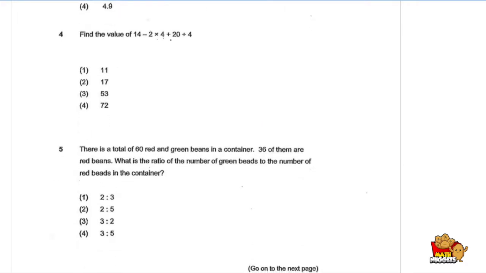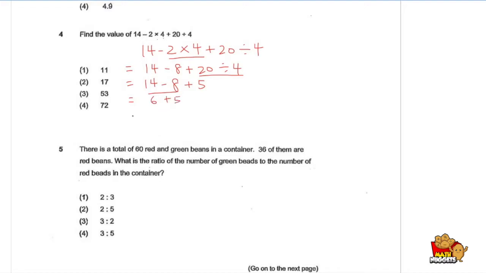Can't really see, but it should be 14 minus 2 times 4 plus 20 divided by 4. So we need to work out in order the order of operations. So multiply first. 8. Next, I'll work out the division here. So now I'm left with subtract and addition. I will do from left to right. The answer is 11.